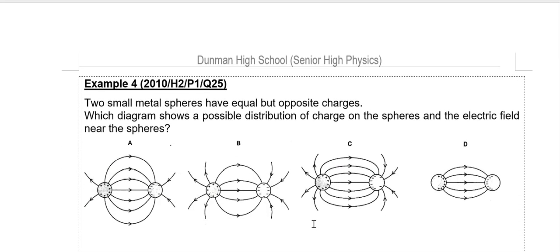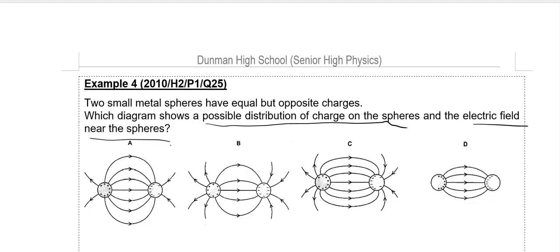Four metal spheres have equal and opposite charge. Which of them is a possible distribution of charge in the sphere and electric field near the sphere? So they're asking you two things. Inside the sphere, how does the charge look like? And the electric field near the sphere, how does it look like? Okay, pause and do. Right, we're back from the pause.